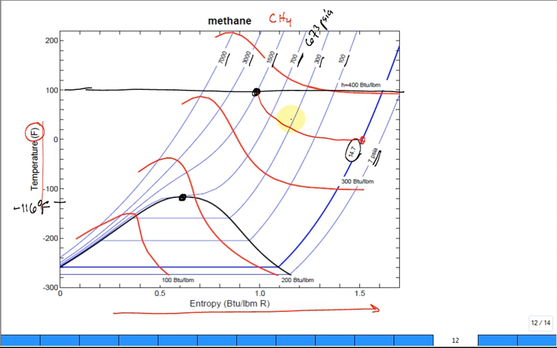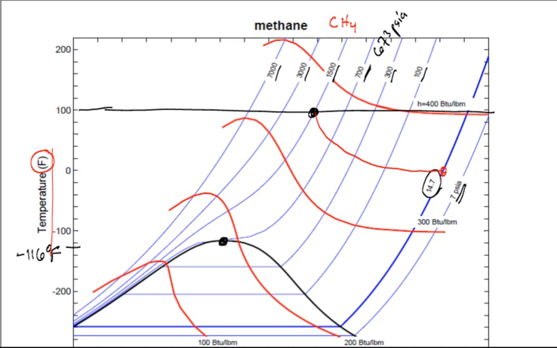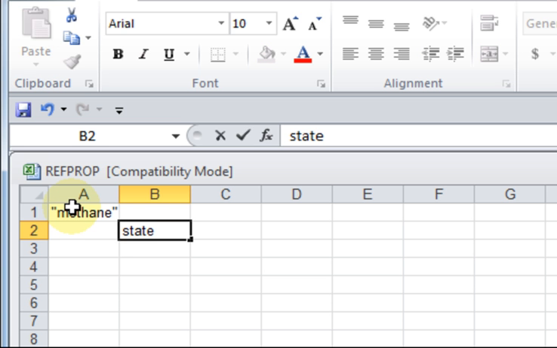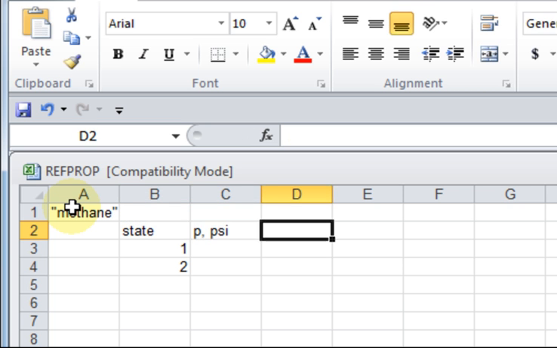Let's do this. We'll do a little work in Excel. I'm going to type methane, and that'll be the gas that I use. And what I'm going to do is talk about different states. State 1, and then I'm going to go to state 2, where I'll talk about the pressure, psi, and the temperature in degrees F.